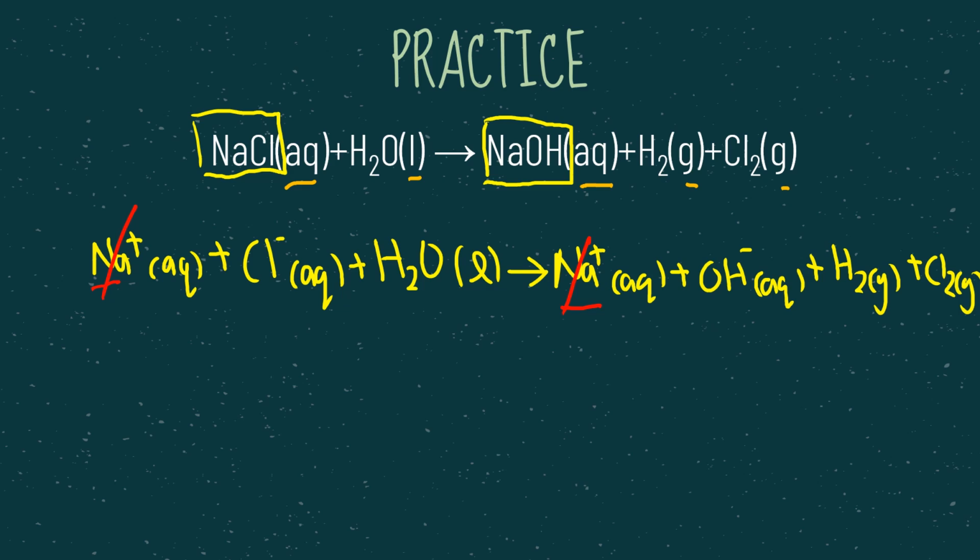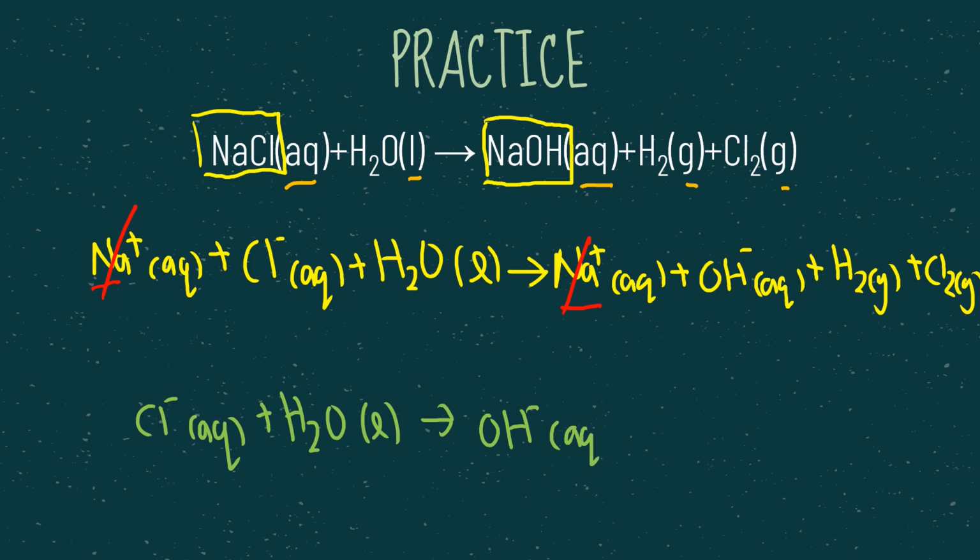Since there are no other dissociated ions, we can rewrite the equation. This means that Cl⁻(aq) plus H2O(l) gives us OH⁻(aq) plus H2(g) plus Cl2(g). So that's the answer to this question.